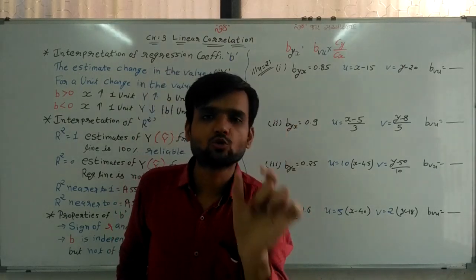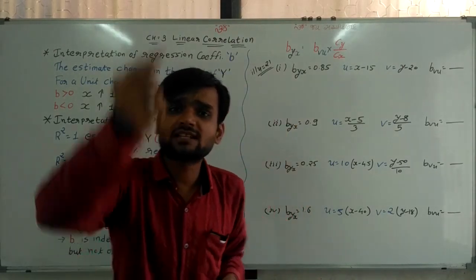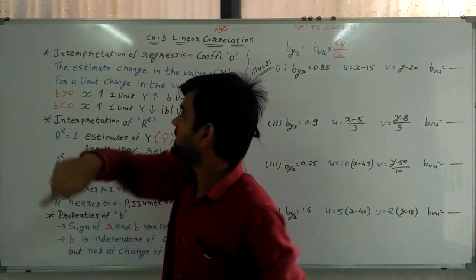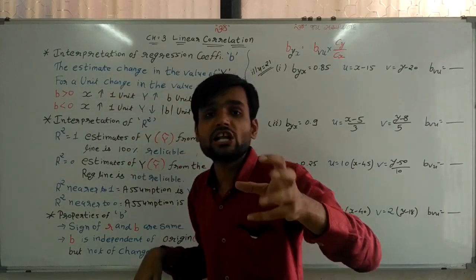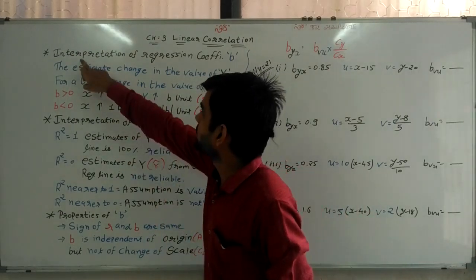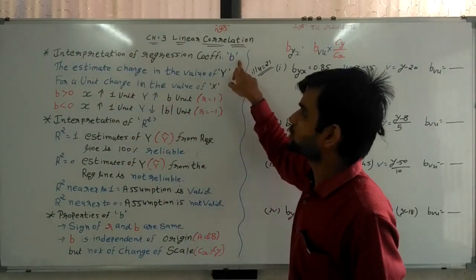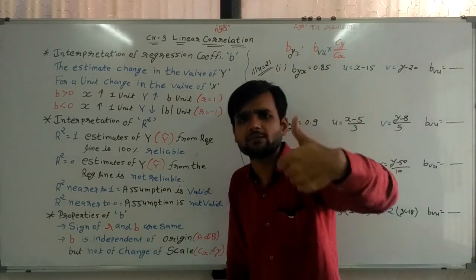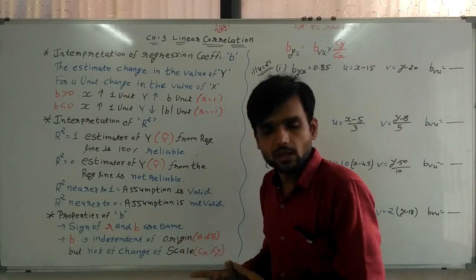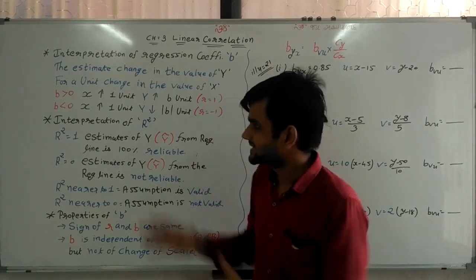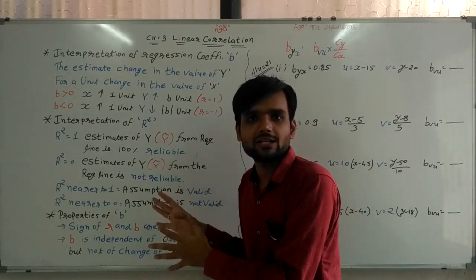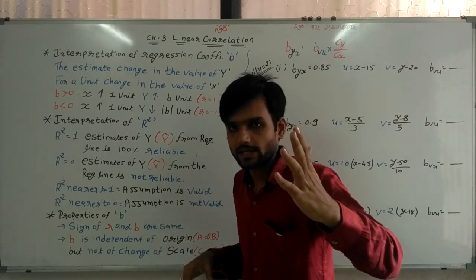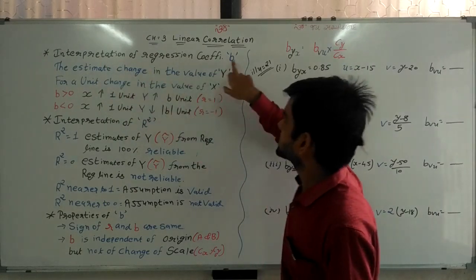Y cap is equal to a plus bx. In that, b is found. What is b? B is the regression coefficient. So the interpretation of regression coefficient b is one marker question that can be asked in your examination. This is also discussed, but it is a very important one. That's why I am making this lecture for you. So, interpretation of b.